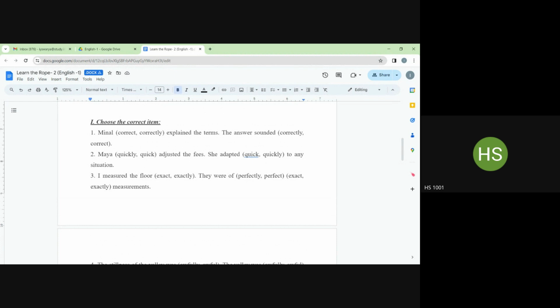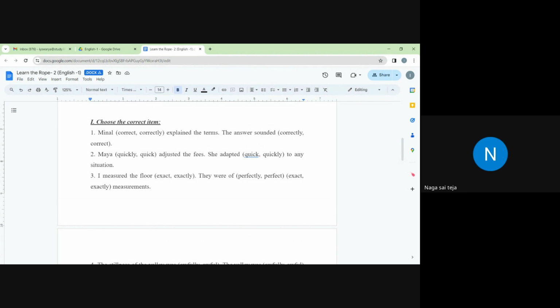Which one do you think is right? Correct or correctly? Correctly. Yes. And why would that be? Why not correct? Correctly is an adjective. Explained is a verb, right? Explained is a verb. Yes, correct.